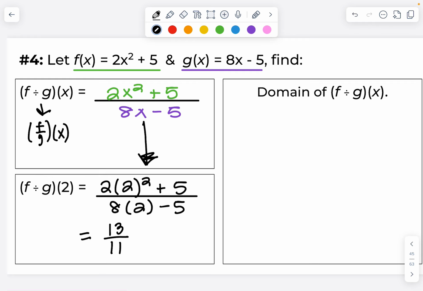A lot of times that's going to be your fraction. Sometimes that'll simplify further and your calculator can help you with that. Other times that's just going to be our answer. So our answer here of f divided by g of 2 is 13/11.